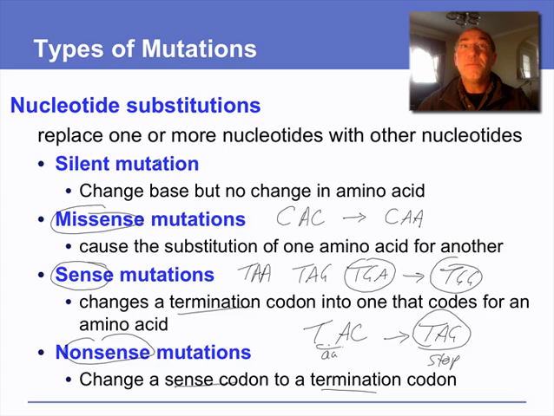So we've got silent mutations: change it, but no change in amino acid. Missense: change it, and you get a change in amino acid. Sense turns a stop codon to an amino acid codon. Nonsense turns an amino acid codon to a stop codon.